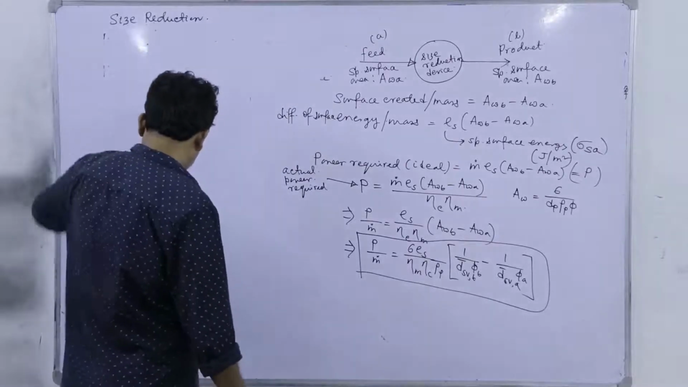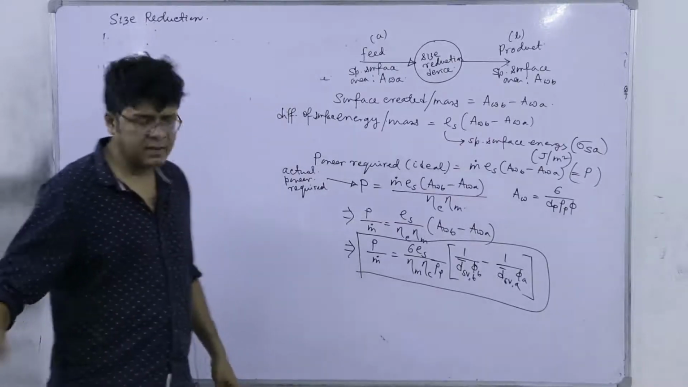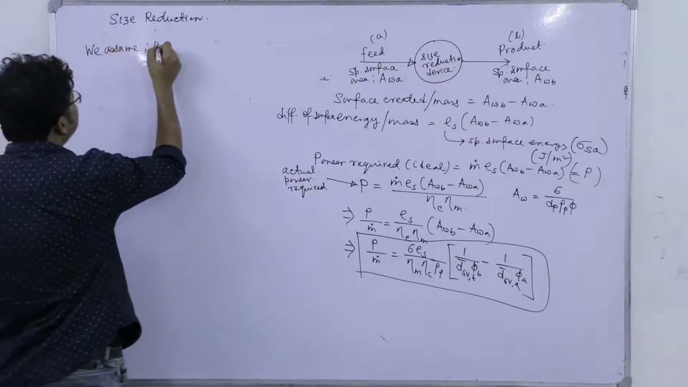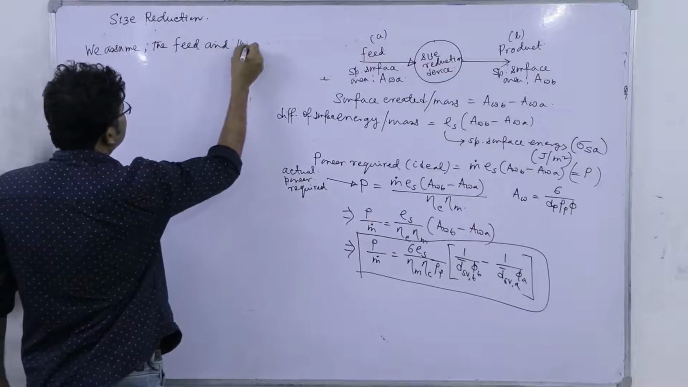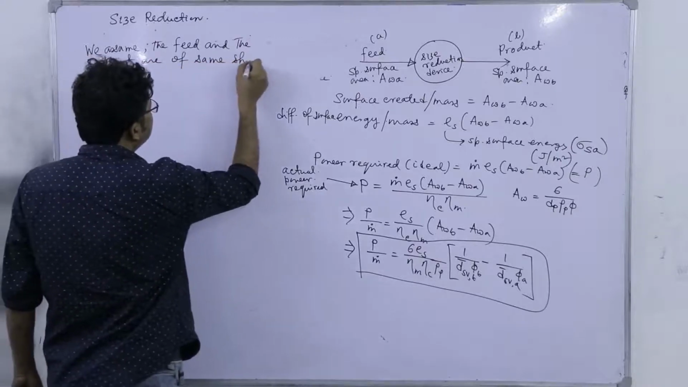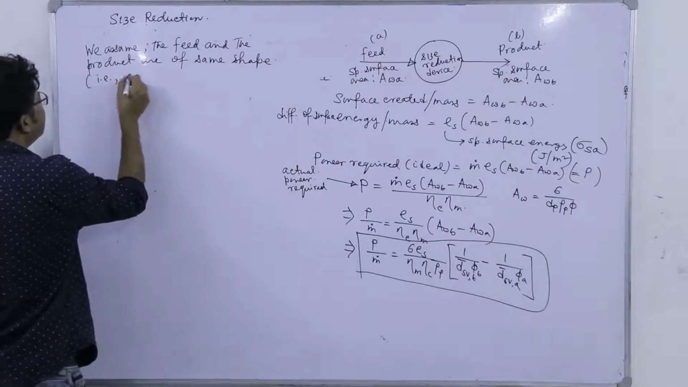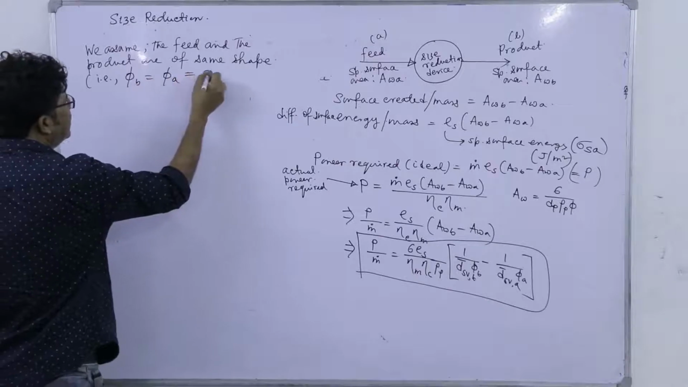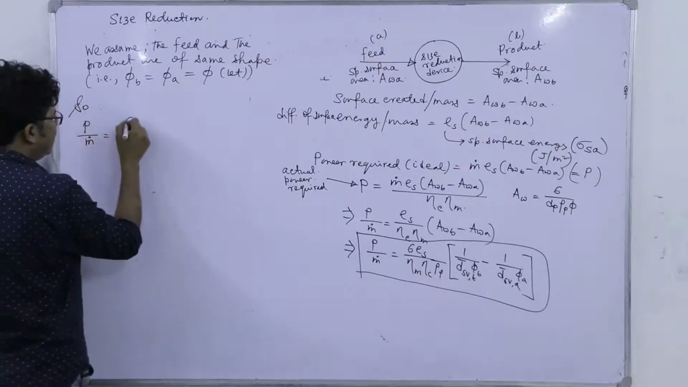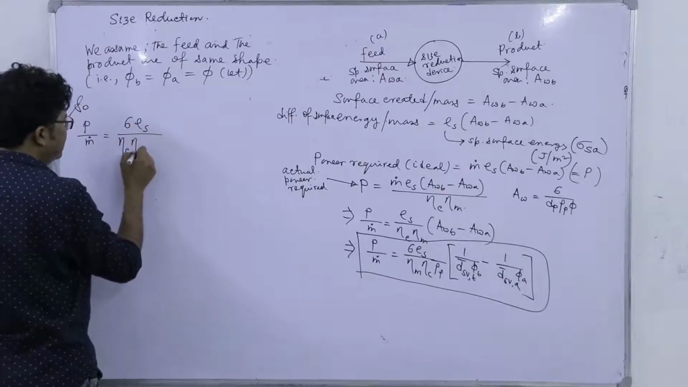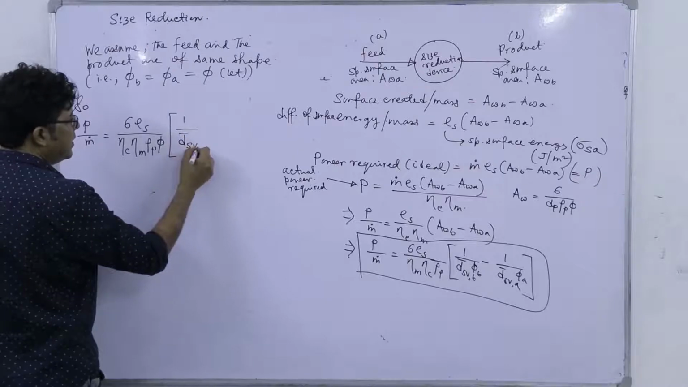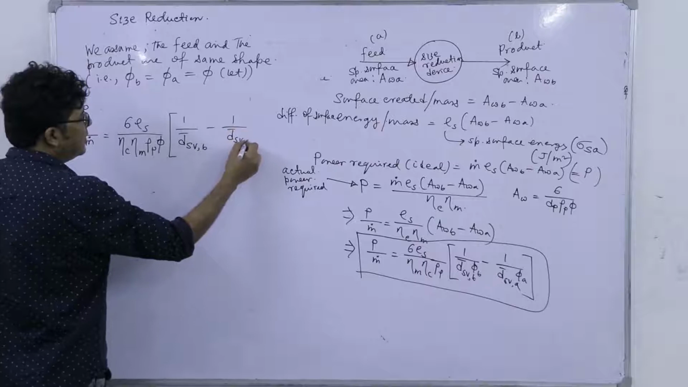So if we assume the feed and the product are of the same shape, that is phi b equal to phi a, let us call it phi, then P by m dot is equal to 6 ES over eta C eta M rho p into phi, times 1 divided by d bar SVB minus 1 divided by d bar SVA.